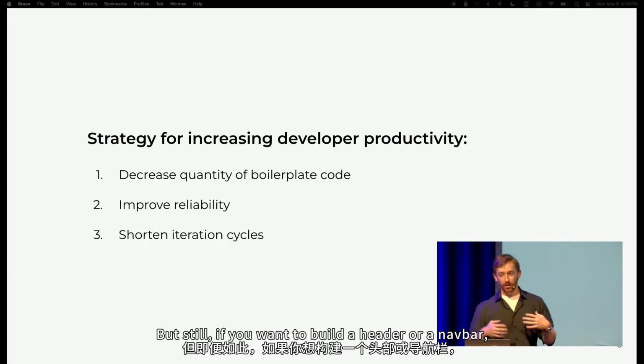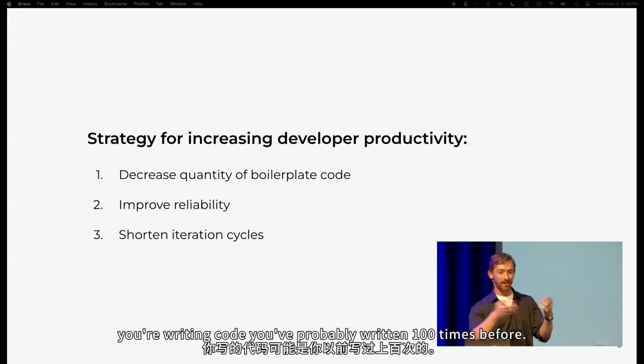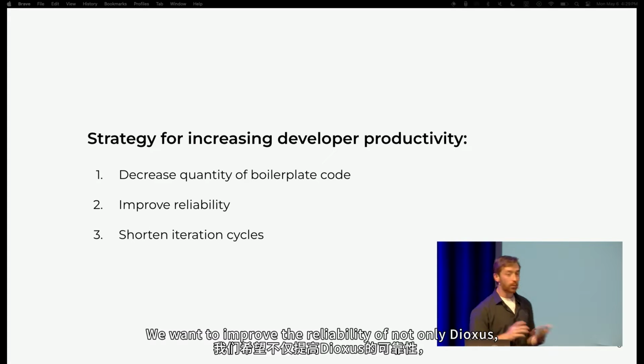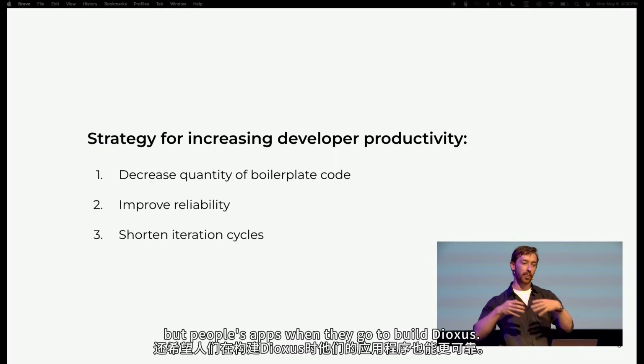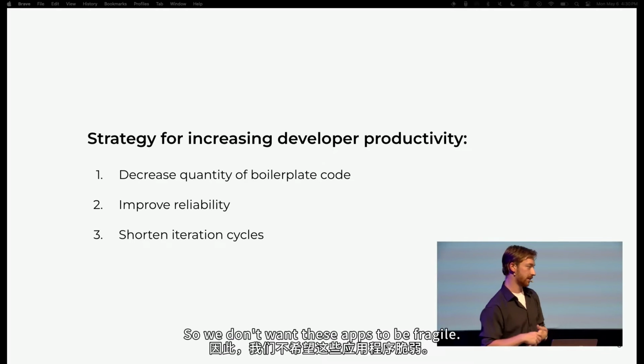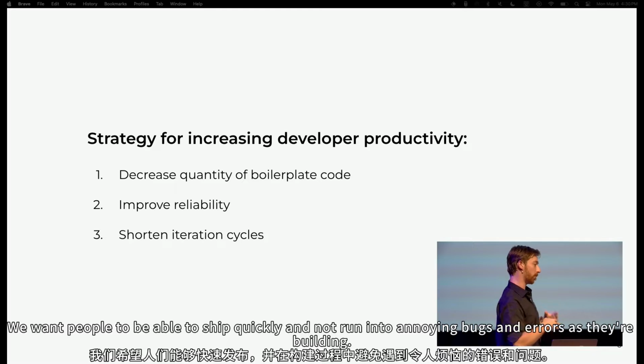But still, if you want to build a header or a nav bar, you're writing code you've probably written 100 times before. We want to improve the reliability of not only Dioxus, but people's apps when they go to build with Dioxus. So we don't want these apps to be fragile. We want people to be able to ship quickly and not run into annoying bugs and errors as they're building.